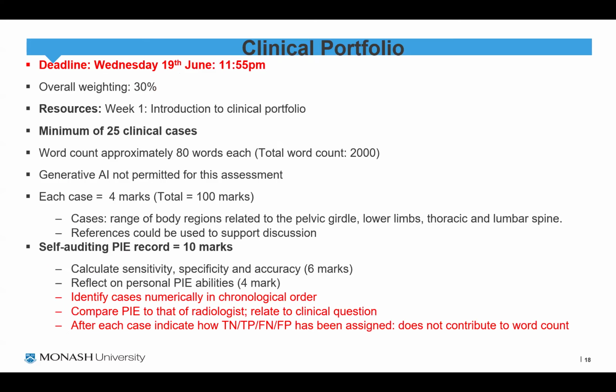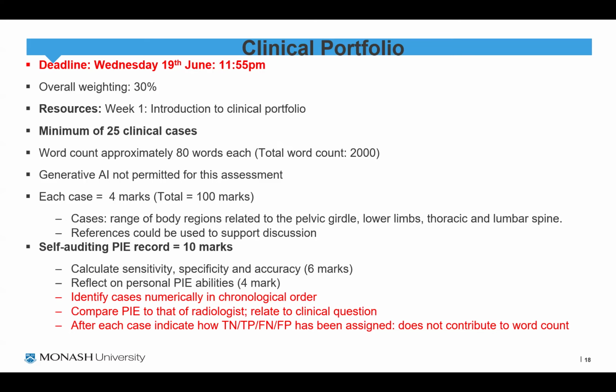So for this unit, which focuses on the pelvic girdle, lower limbs, thoracic, and lumbar spine, you need to collect 25 clinical cases and write that up. So the word count has also now been increased for the clinical portfolio. Before it was 1,500. It's 2,000 now. So each case more or less around 80 words.